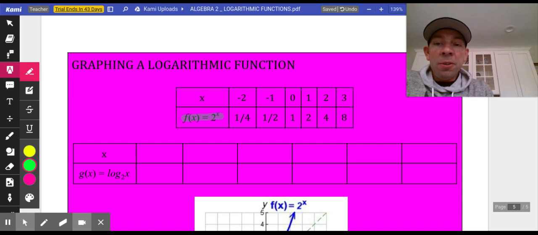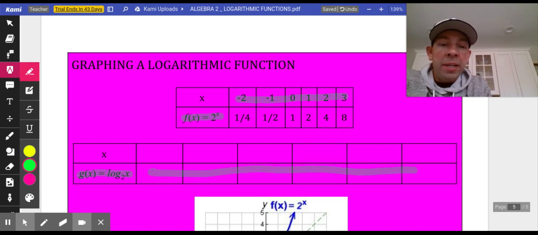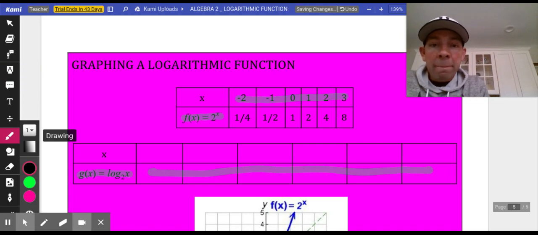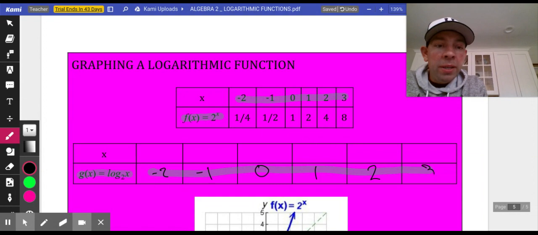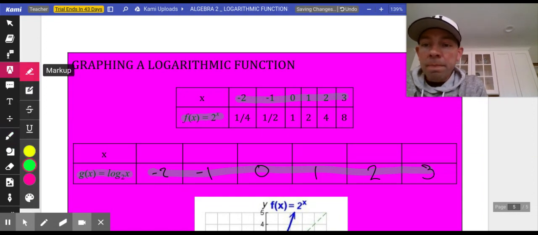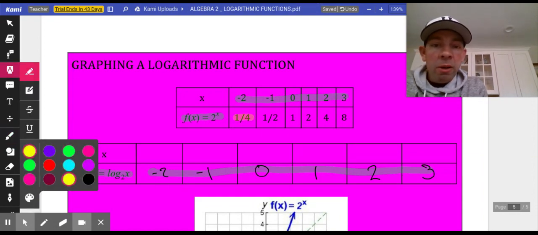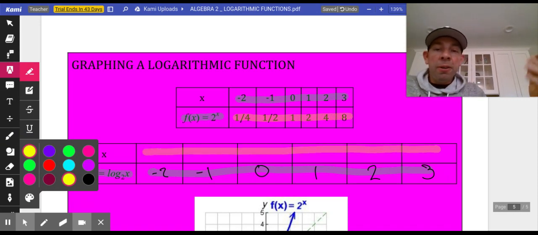All we have to do to graph the inverse, which is going to be log base 2 of x, is switch those rows. Basically, all of these x values are going to slide into this row right here. So we could write -2, -1, 0, 1, 2, 3, and then vice versa. All of these y values here are going to slide into this row. Basically, all your x's became y values, and all your y values are becoming x values.